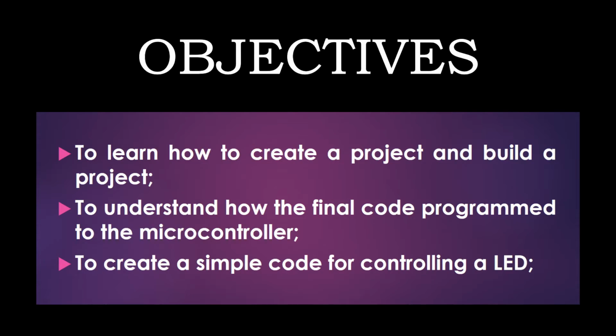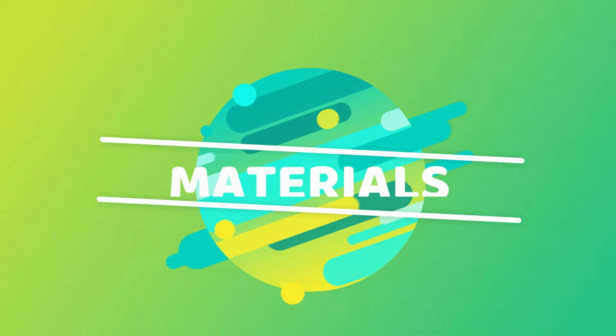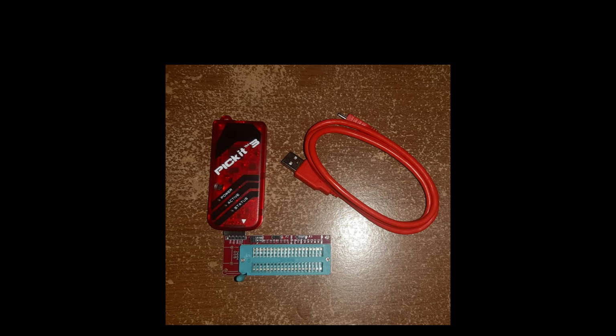The objectives of this experiment are to learn how to create a project and build a project, to understand how to upload the final code program to the microcontroller, and to create a simple code for controlling a LED. Now here are the materials needed for our experiment.